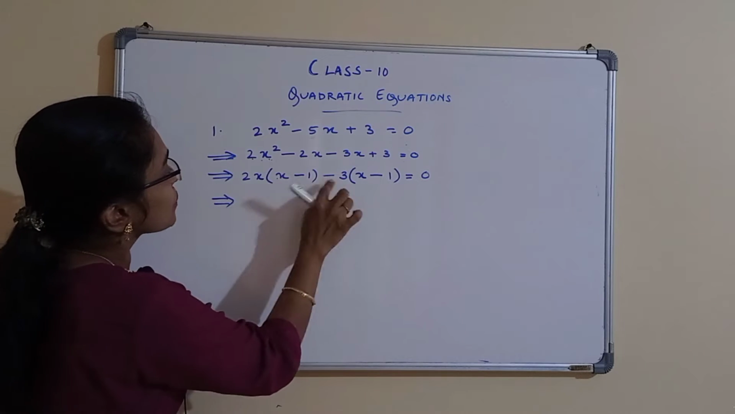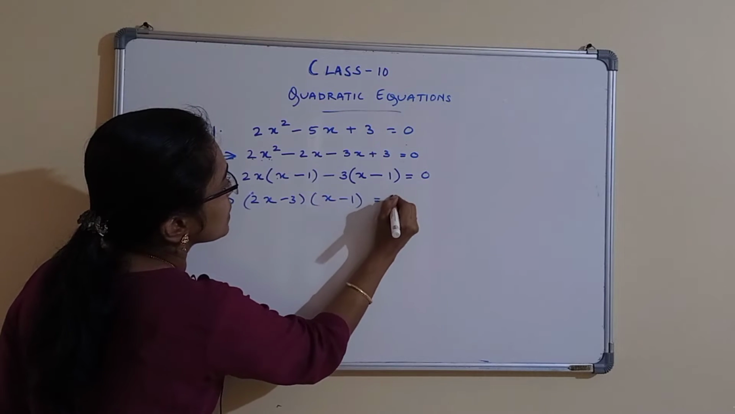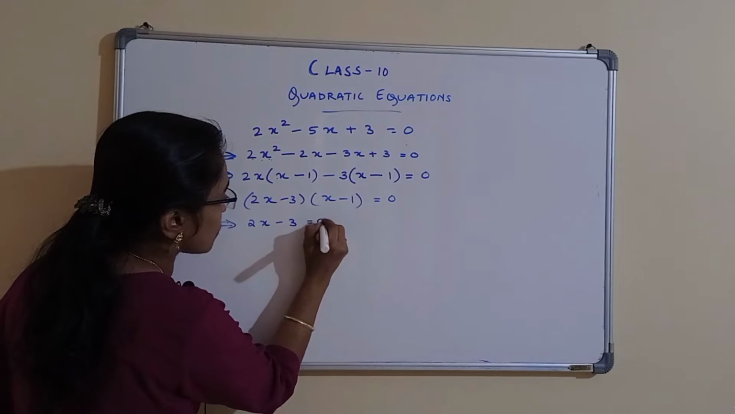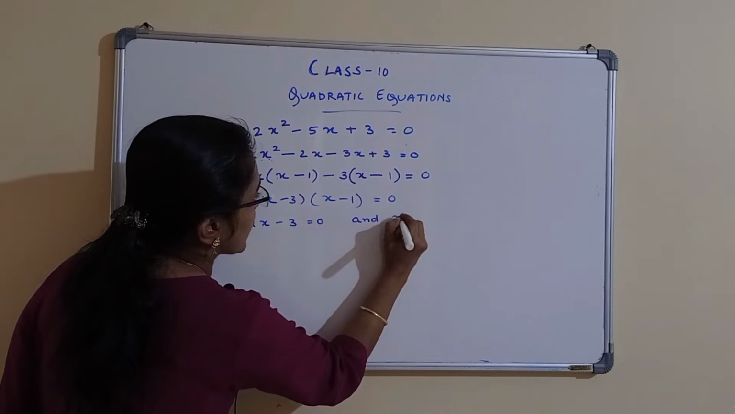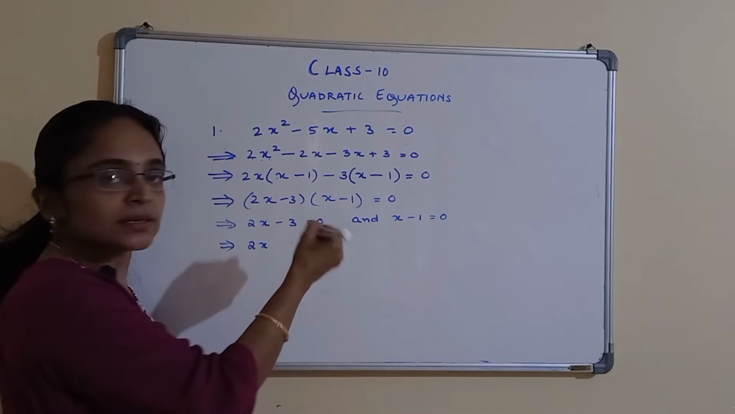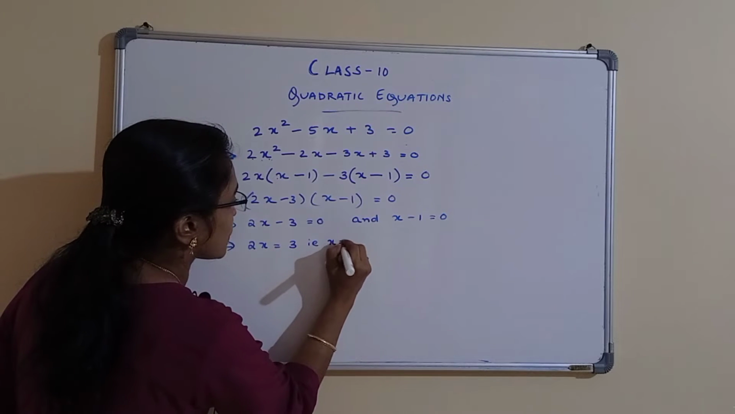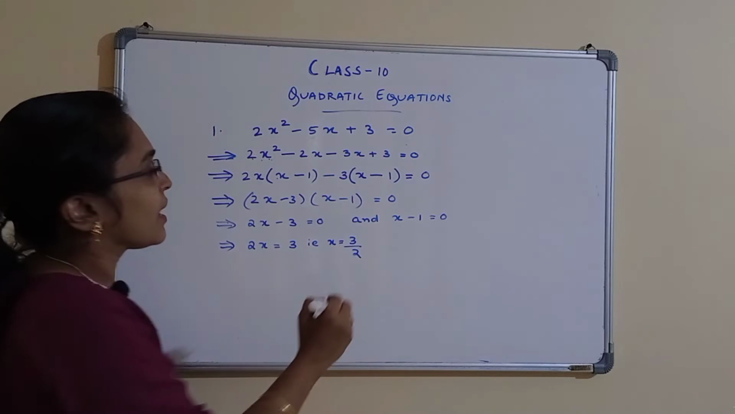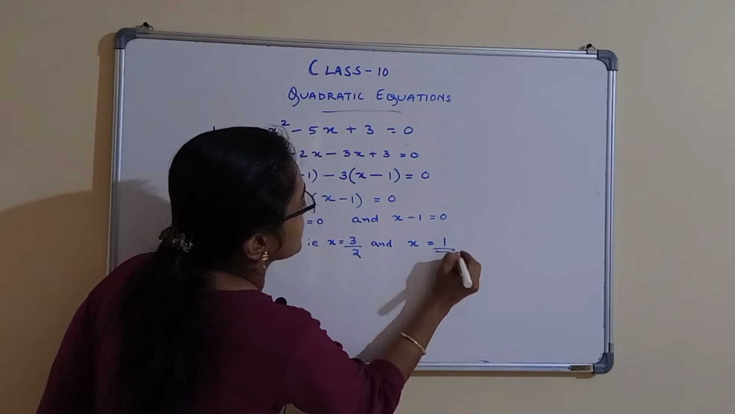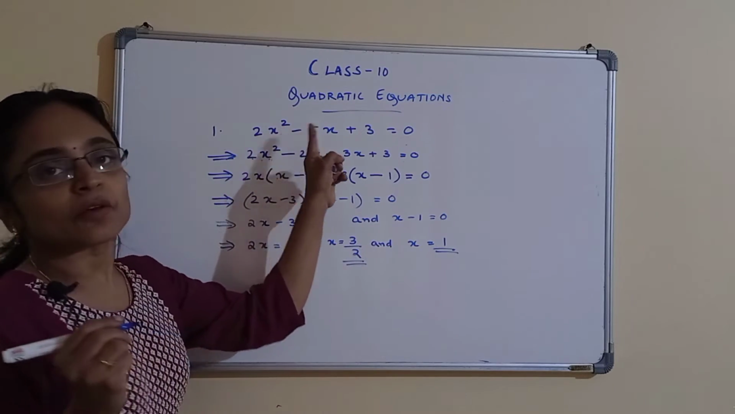This implies 2x minus 3 into x minus 1 is equal to 0, which means 2x minus 3 equal to 0 and x minus 1 is equal to 0. 2x minus 3 is equal to 0 means 2x is equal to 3, that is, x is equal to 3 by 2. And x minus 1 equal to 0 means x is equal to 1. So x equal to 3 by 2 and x equal to 1 are the roots of this quadratic equation.